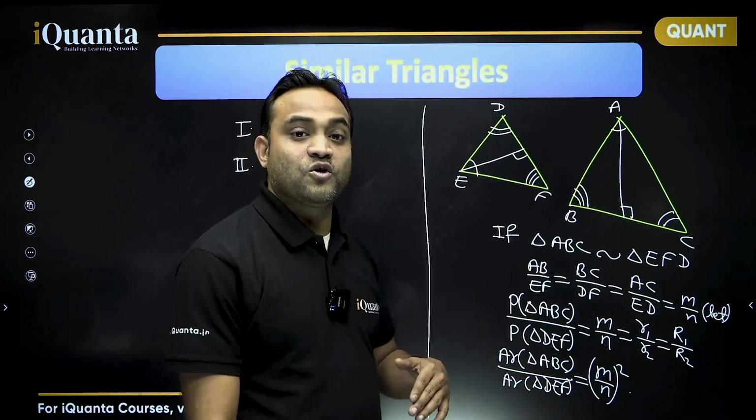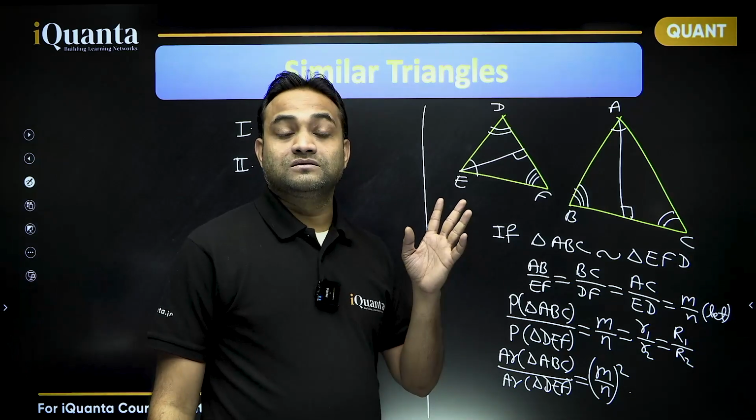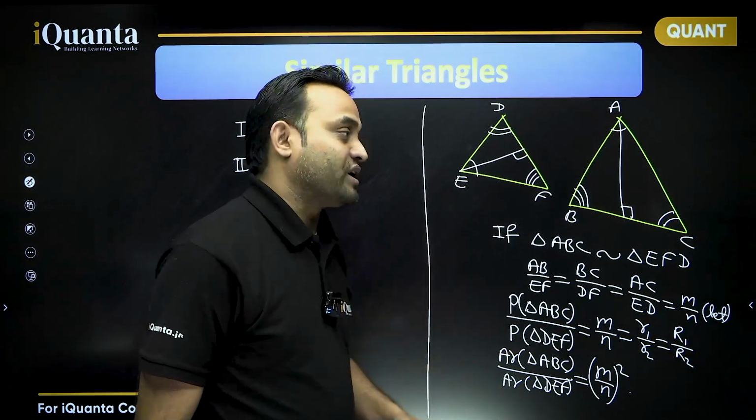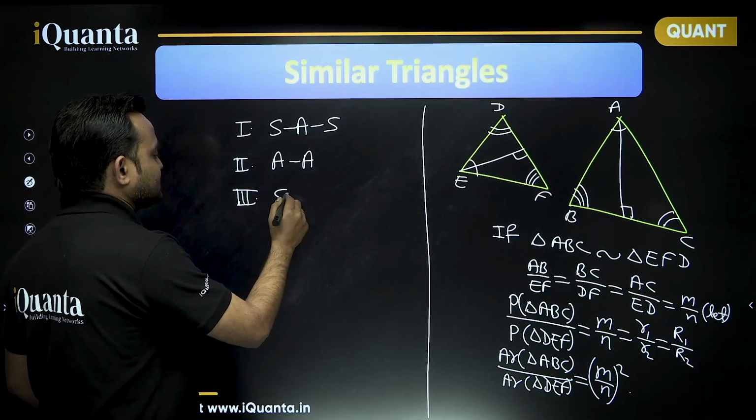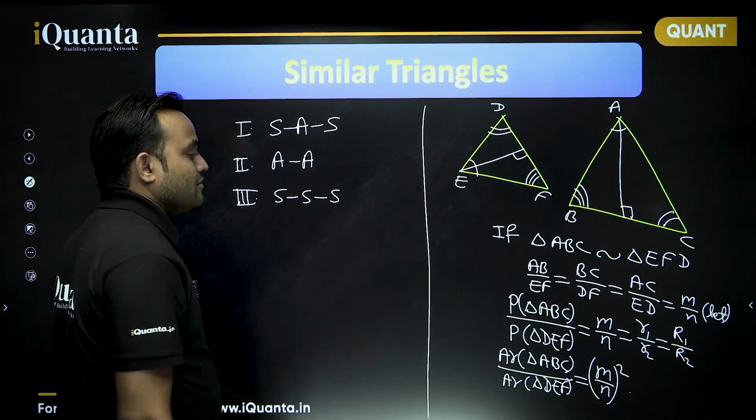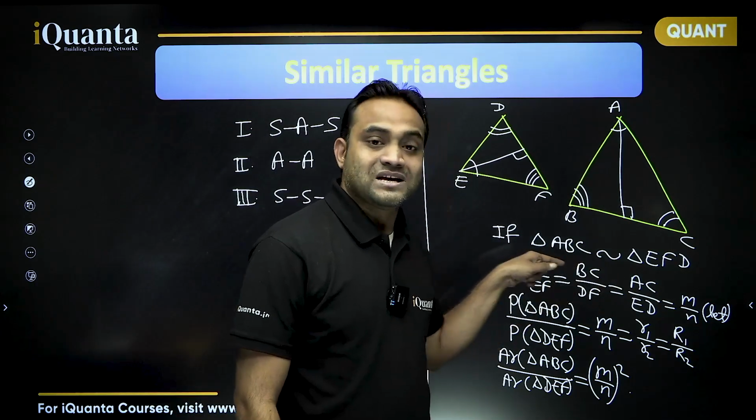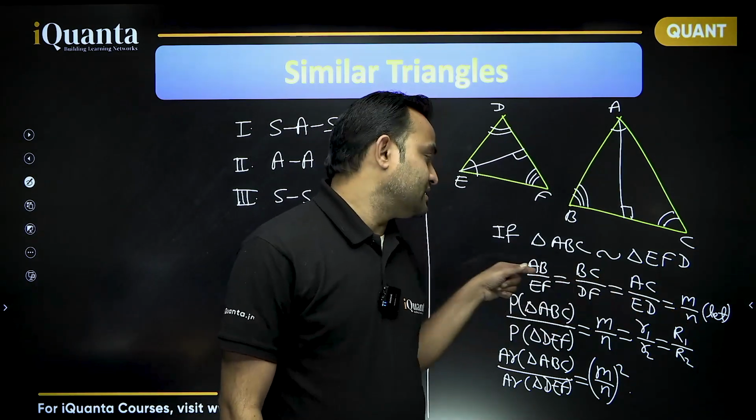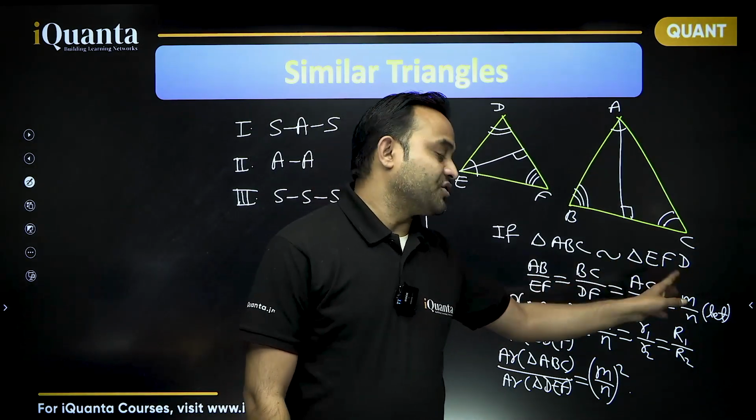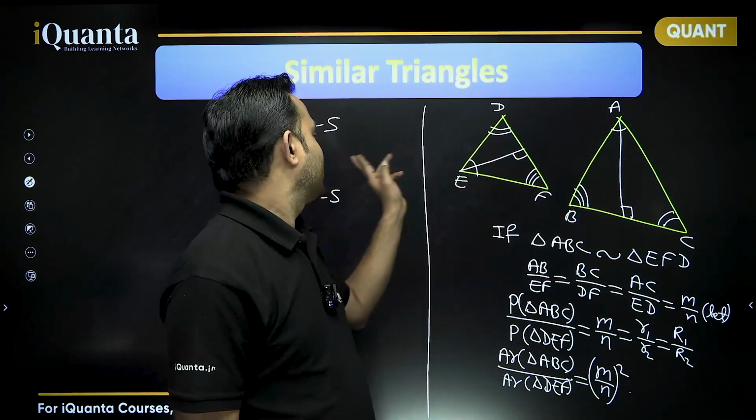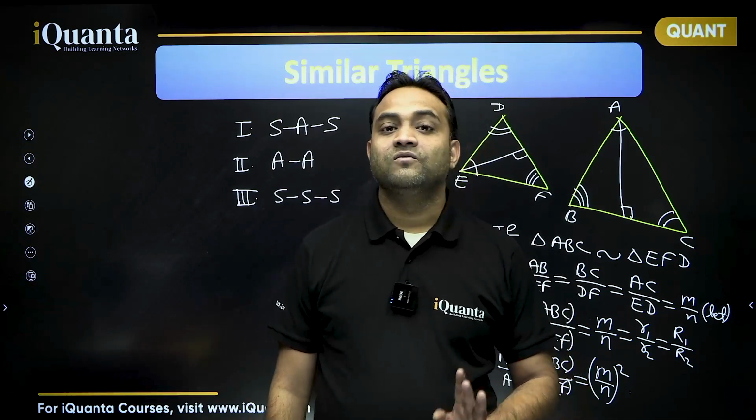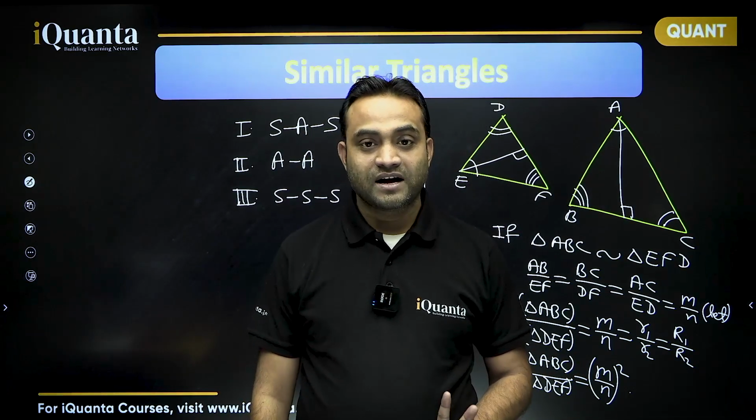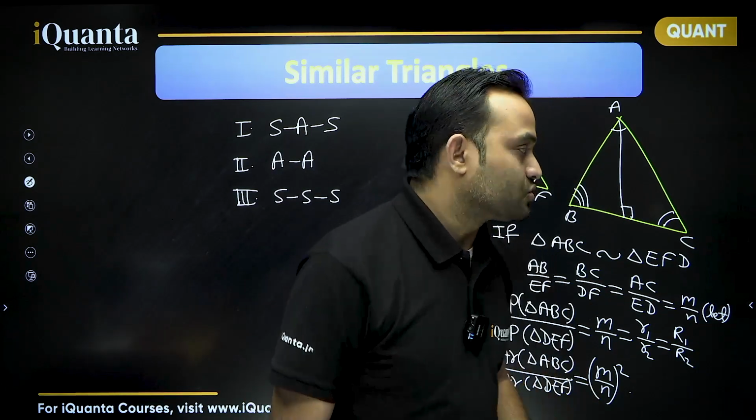ASA is used for proving that triangles are congruent. Now, the third way to prove similarity is SSS, meaning the ratio of all three sides are equal, just like this. If this is given, then the triangles are similar, and all the other properties will follow. आ गई बात समझ में? Now let's go to the questions.